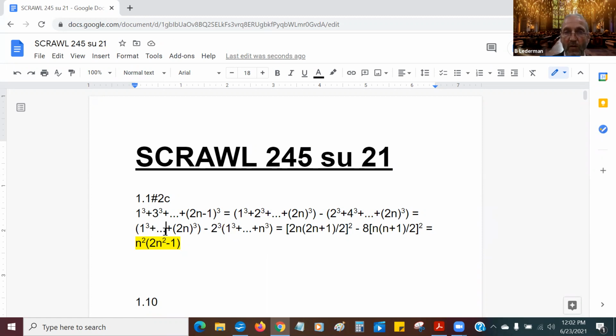Now we're going to apply the formula that we did in the previous problem. The first part is 2n times 2n plus 1 divided by 2, and that whole thing squared. And the second part is 8 times the formula, which is 8 times n times n plus 1 over 2, squared. If you take these two big fractions, multiply them out and combine like terms, you will eventually get n squared times 2n squared minus 1.